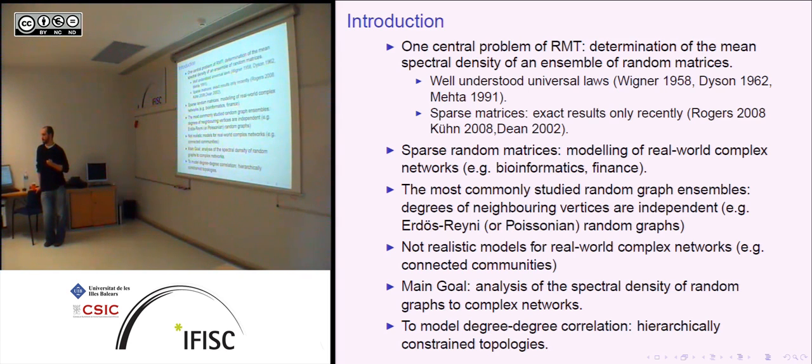Okay. And then, in order to do the calculation, the way we are going to do it is the following. I will explain the way we do it in this work; there may be other ways. We're going to introduce the degree correlations by what we call in this paper hierarchically constrained topologies, and I will explain in a second what this means. Do you have some questions about the main goal of the work?